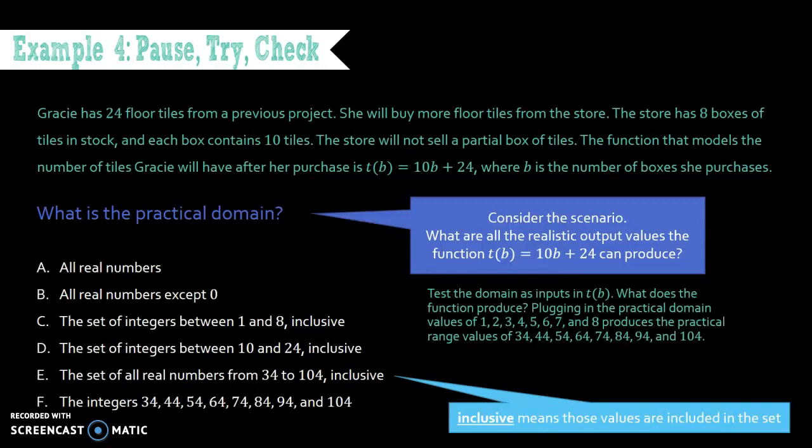So the answer to this one, if you notice the list of numbers that we're generating, 34, 44, 54, 64, and so on, that matches choice F. Those are the integers that I'm producing as my range. Again, this should say range for this example. These are the values that I'm getting out as my range based off of plugging in the values that I found for my domain.